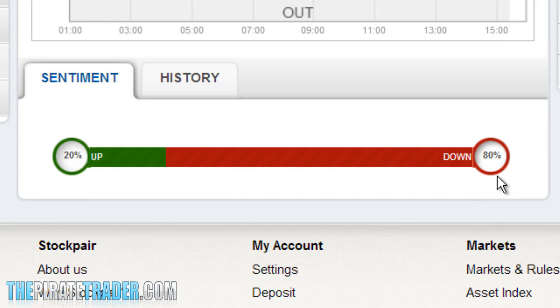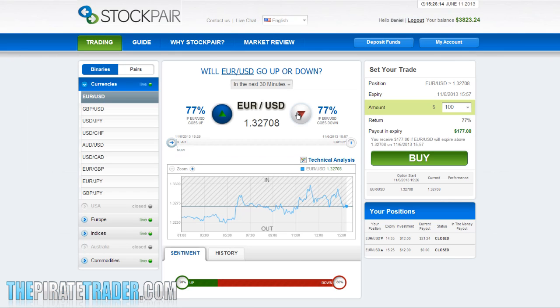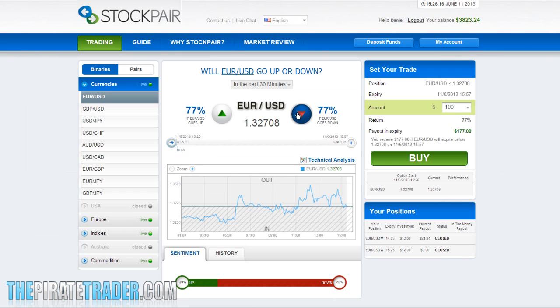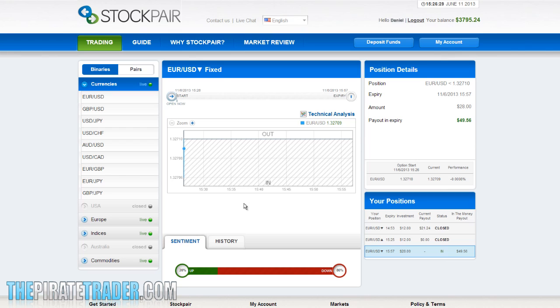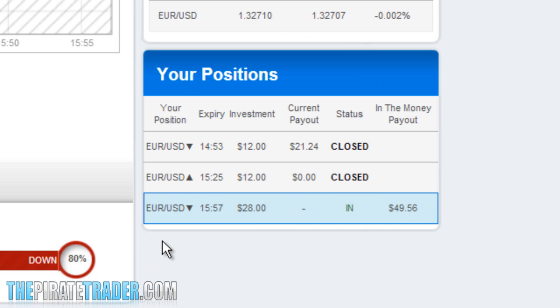Now, it is true the traders could be wrong, but even if you lose a trade here and there, you can still recoup your investment on the next trade. Remember, try to keep the global picture in perspective. All right, let's focus back on our trade. Let's click on the Down Put button, enter the amount of $28 here, and click Buy. Hit the View Position button, and we're on. We're back trading again. Scroll down to see all the information regarding the trade again. You can see our payout of $49.56 if we win this trade.